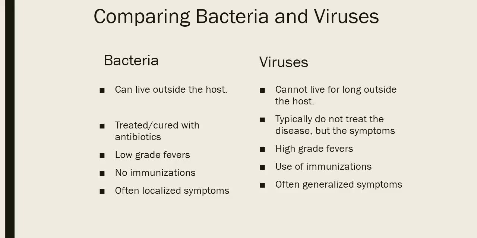In bacterial infections, there are rarely immunizations for them. In viral infections, immunizations are a primary way of preventing the spread of the disease. In bacterial infections, the symptoms are often localized to a specific part of the body, for example, strep throat in the throat. In viruses, the symptoms are more generalized because the virus spreads throughout the body, and then you have symptoms that occur throughout the body systems. So those are the comparisons of bacteria and viruses, so you can see very clearly how the two of them are different from each other.